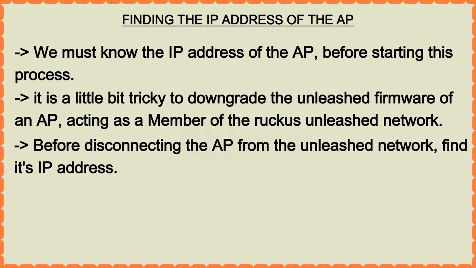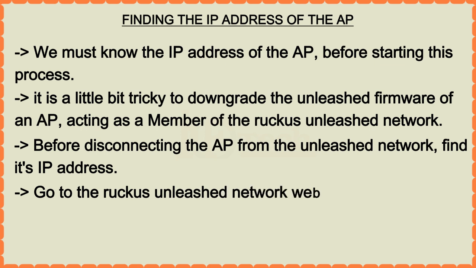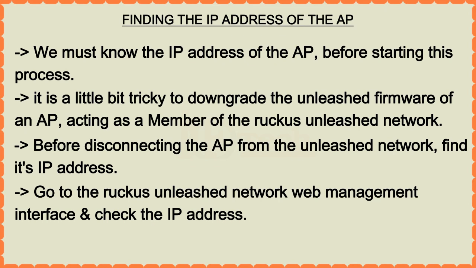To find the IP address of an access point acting as a member AP of a RUCKUS Unleashed network, go to the RUCKUS Unleashed network web management interface and, after logging in, check the IP address of that specific access point. There are two scenarios to consider regarding finding the IP address of an access point joined to the RUCKUS Unleashed network. Scenario 1.